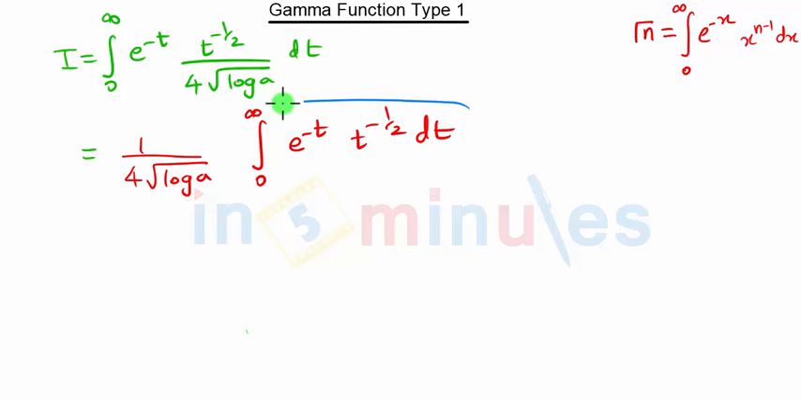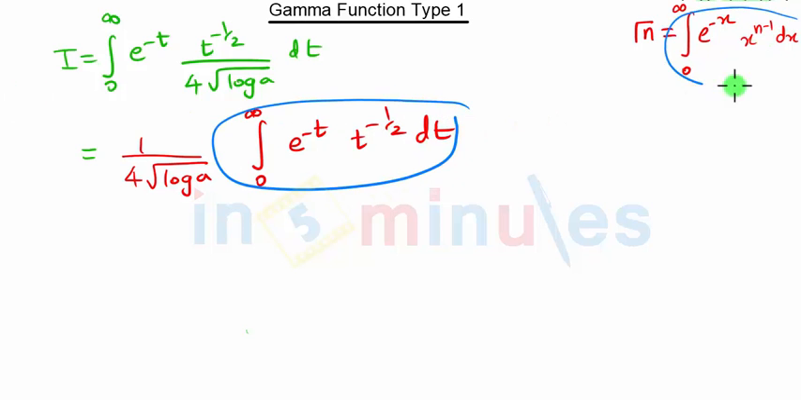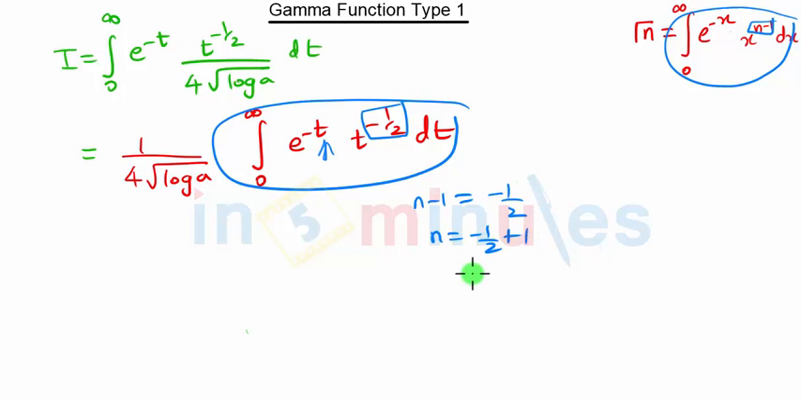Now if we compare this equation with this equation, both the equations are the same. Here we have x, here we have t. So what is our n minus 1? N minus 1 is nothing but the power of t, that is minus half. So n will be minus half plus 1, and n is nothing but half.